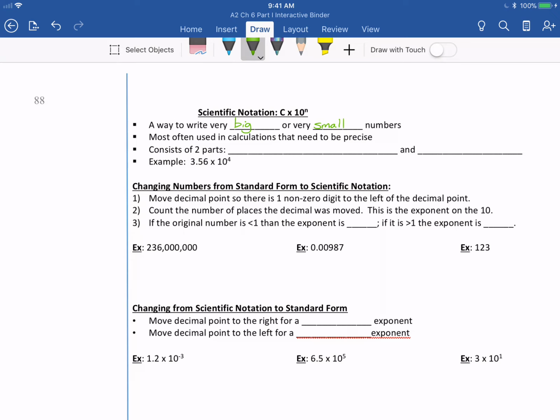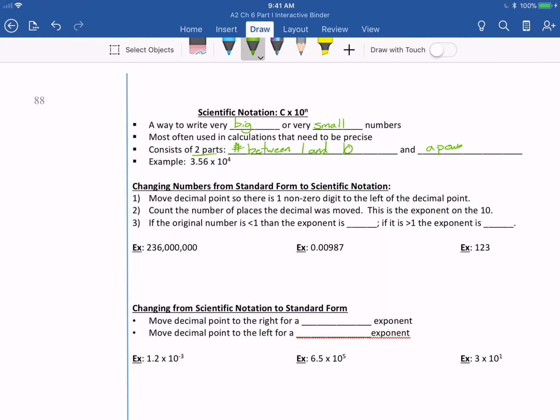Scientific notation consists of 2 parts. The first is a number between 1 and 10. Notice it can't be 1 and it can't be 10. So it's in between 1 and 10, so 9.99999 or whatever. And the second part is a power of 10. An example here is 3.56 times 10 to the 4th power.